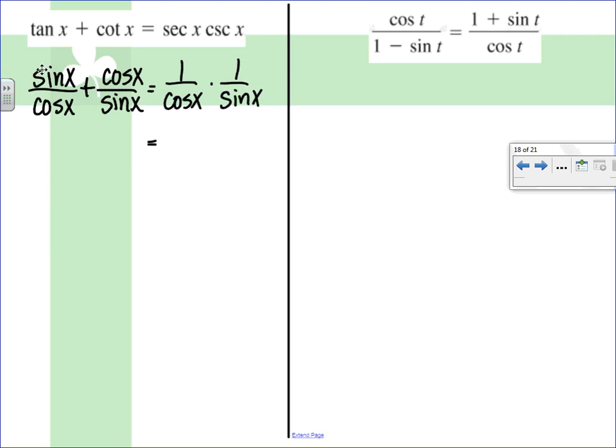On the right side, we can multiply them together, just multiplying straight across. My numerators give me 1, my denominators give me cosine sine. And you can see now I've got two fractions on the left. I have one fraction on the right.